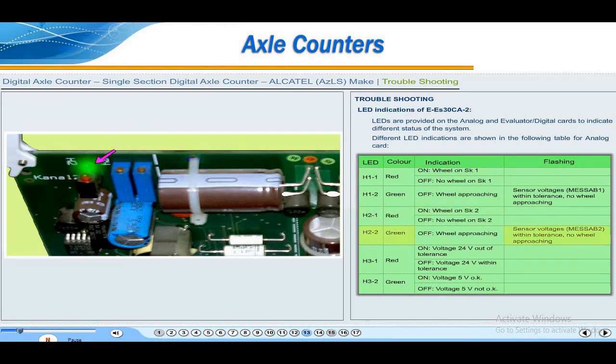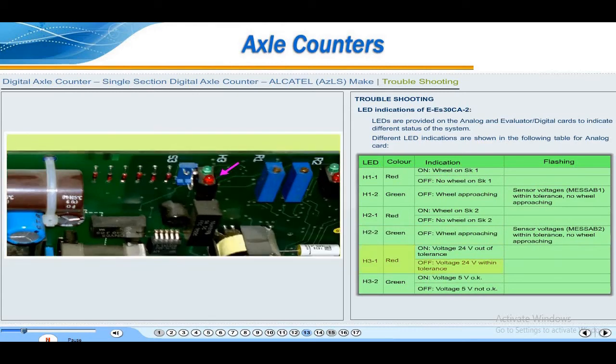H2 2 green LED normally keeps flashing, indicating that no wheel is approaching SK2. That is, MESUB2 is within tolerance limit. It goes off when a wheel approaches SK2. H3 1 red LED remains off when 24 volt DC required for card functioning is within tolerance limit. It lights when this voltage goes out of tolerance. H3 2 green LED remains on when 5 volt DC is available. It goes off when this voltage is not available.